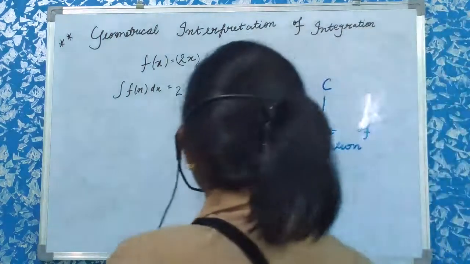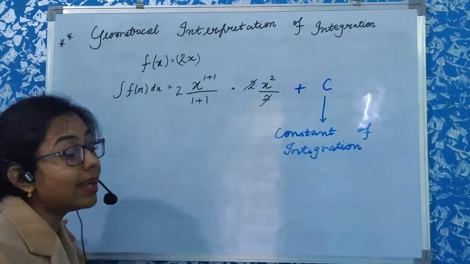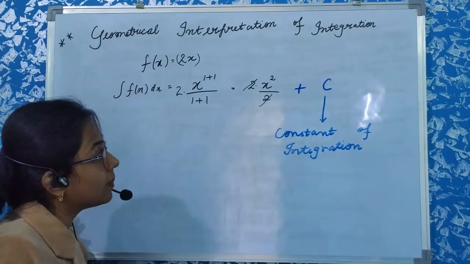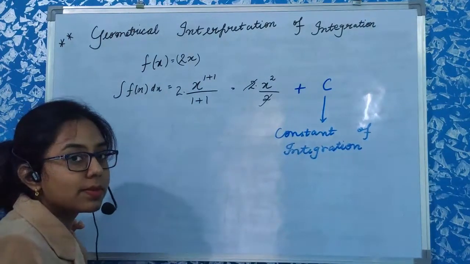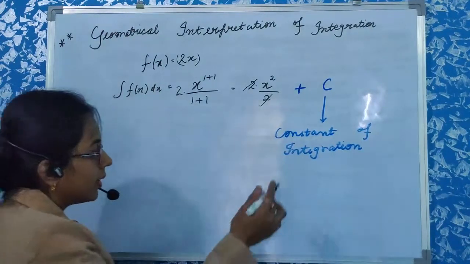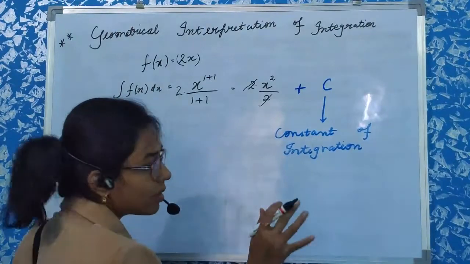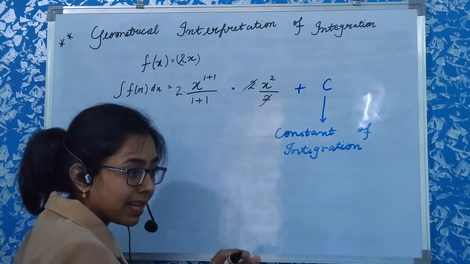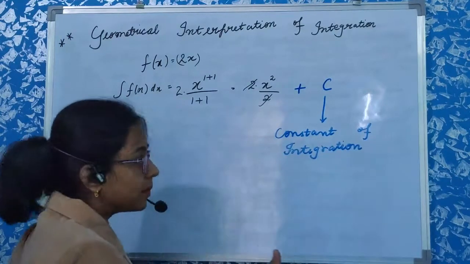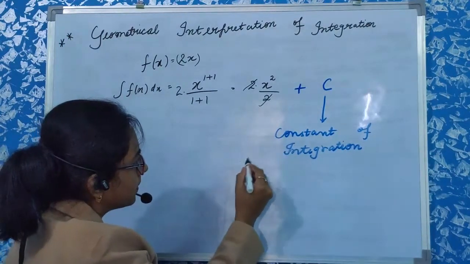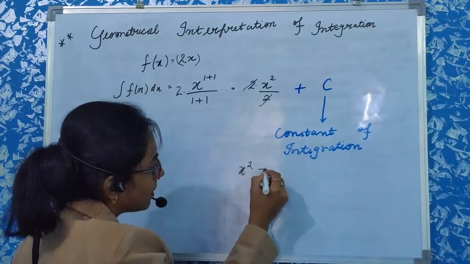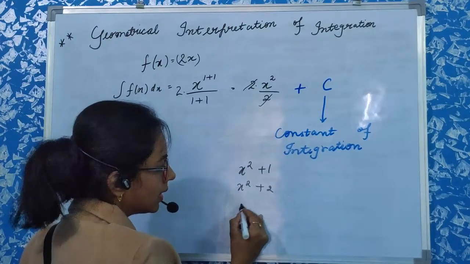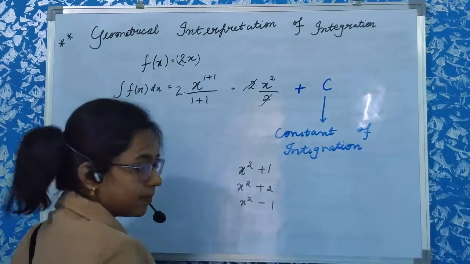Now, why did I introduce the constant of integration? Think about it. Just do the reverse process. The constant of integration is just a constant, so you can replace it by 1, minus 1, minus 2. It doesn't matter. Now just write x square plus 1, x square plus 2, x square minus 1. Check.